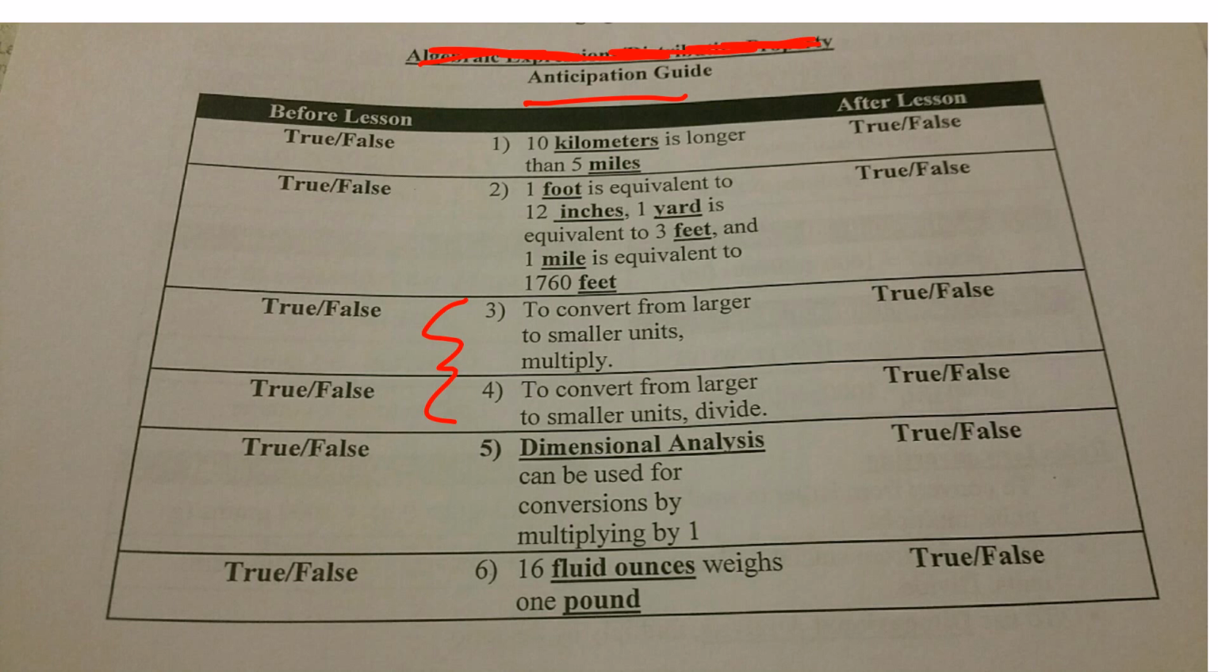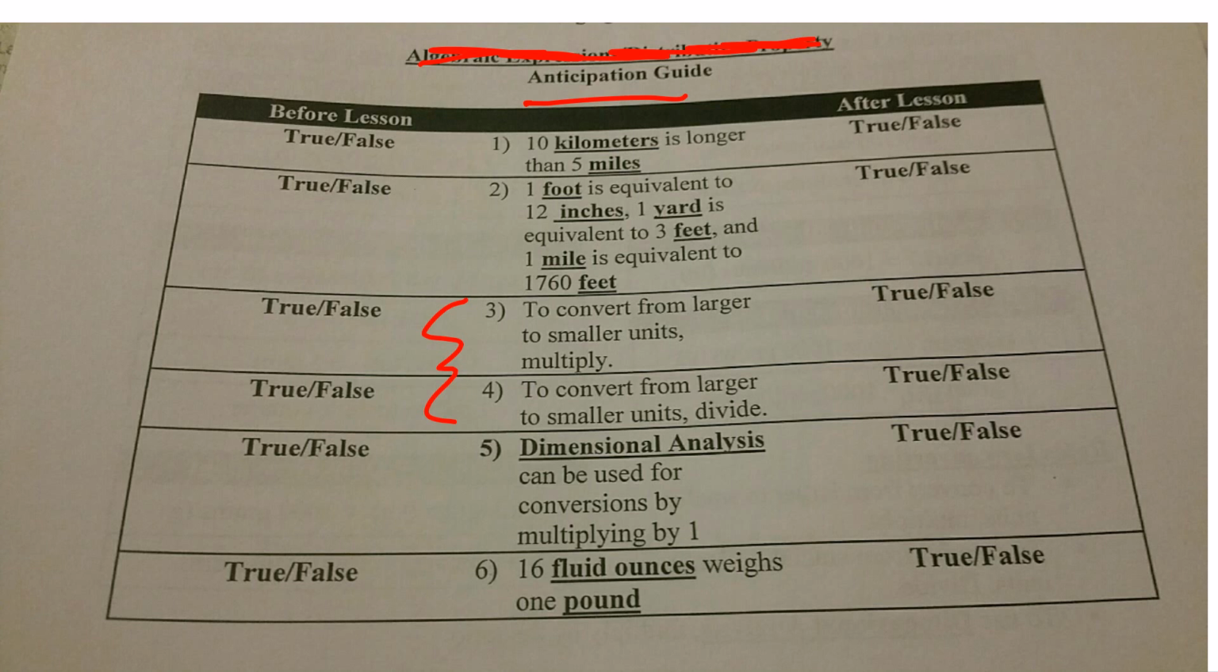Number 5, dimensional analysis can be used for conversions by multiplying by 1. If you think it's true, select true. If you think it's false, select false. Number 6, 16 fluid ounces weighs, and make sure you add, weighs 1 pound. 16 fluid ounces weighs 1 pound. If you think it's true, circle true. If you think it's false, circle false. And that's it. Once you do that, you're done with the anticipation guide.